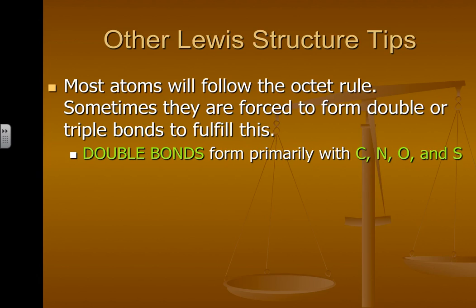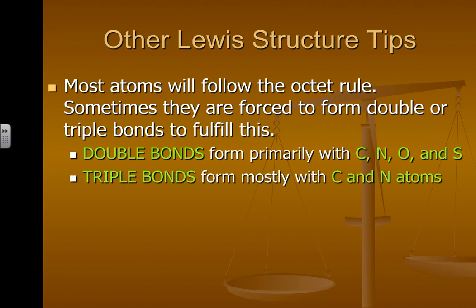nitrogen, oxygen, sulfur. So if you need to form a double bond, definitely form it with these 4 atoms. They tend to form double bonds quite readily, whereas triple bonds only tend to form with carbons and nitrogens. So these are just things to keep in mind as you're creating structures. If you start putting double bonds between chlorines, it's probably not right. If you try to put a triple bond with sulfurs and oxygens, it's probably not right. So just, again, things to keep in mind. Carbons and nitrogens will tend to form triple bonds. Almost anything else really will not.